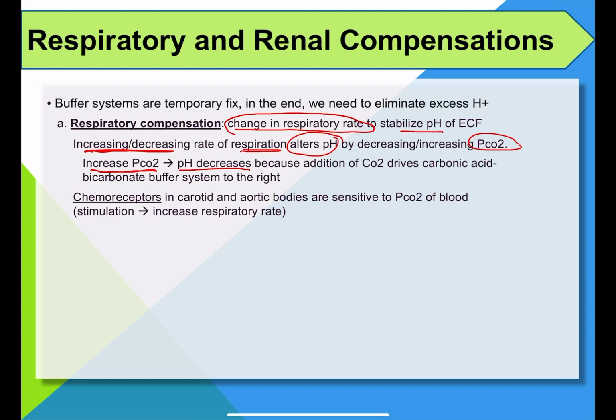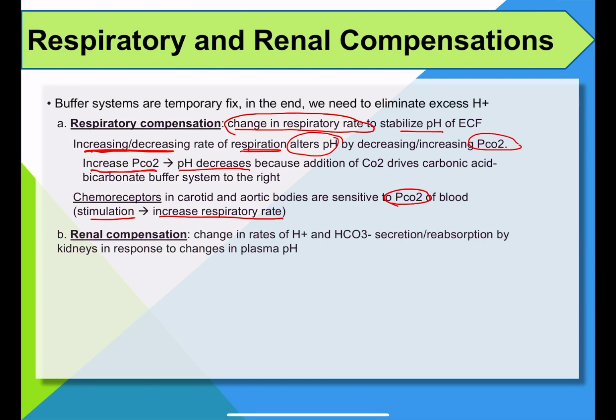Remember, we talked about those chemoreceptors, osmoreceptors, and baroreceptors a couple chapters back. So chemoreceptors are detecting changes in chemicals, including carbon dioxide, and they are sensitive to the amount of carbon dioxide that's in the blood. And when it senses that there's too much CO2, it will stimulate your lungs, okay, and increase respiratory rate. Okay, so increased PCO2 leads to acidosis, and acidosis then is going to tell your lungs to increase respiratory rate.